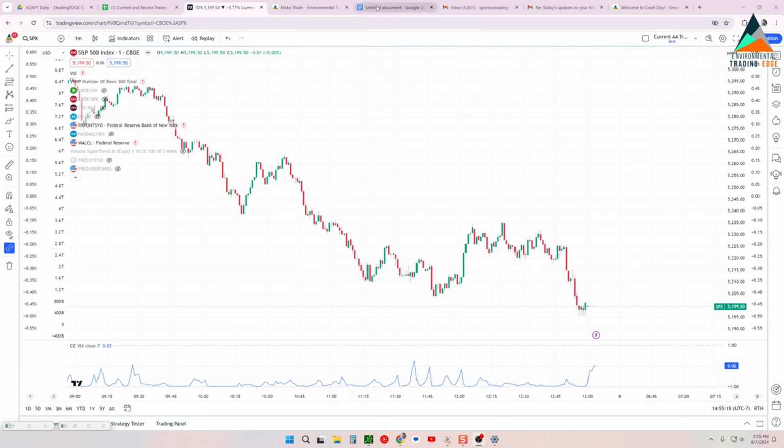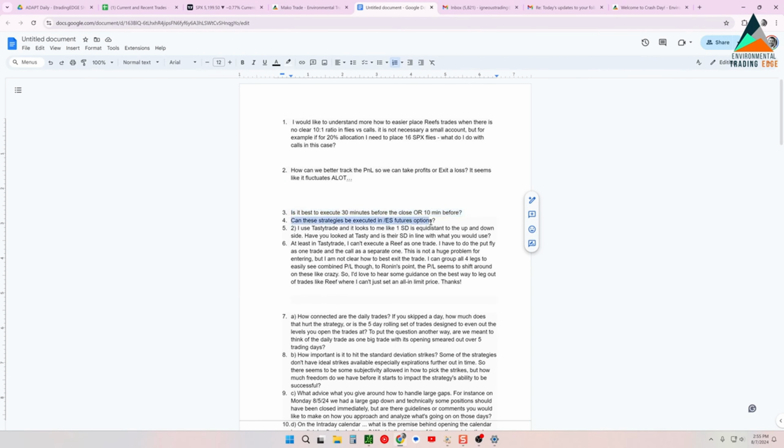Okay, moving on to my next question here. Can these strategies be executed in ES future options? Absolutely, they definitely can. Would I recommend it? If you've got some really, really good contract prices, then go for it. But man, the commissions on the SPX versus ES futures can be dramatically different, right? Exchange fees, things like that. So keep in mind what your commissions are. But if you can get them for good prices, then absolutely. I have tested it on ES futures, and especially trying to execute something overnight to hedge them and stuff like that. I've done all of that. They work out just fine.